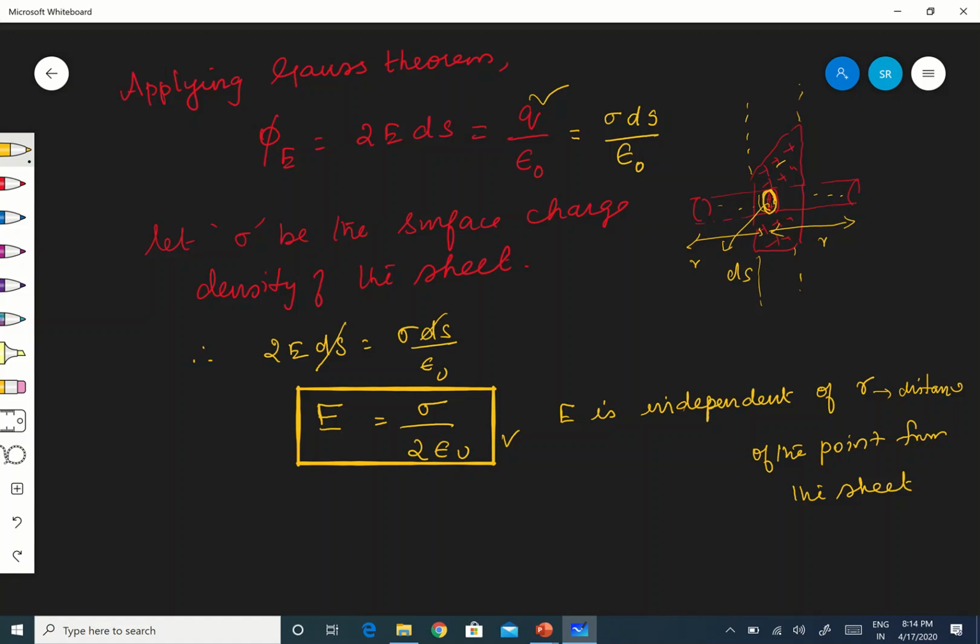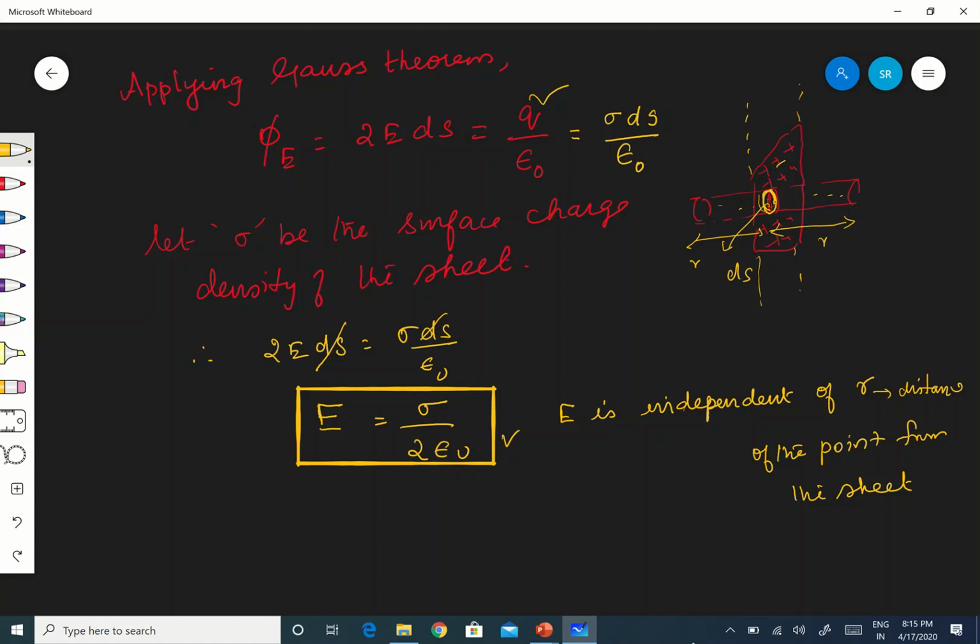Okay, it is not infinite size, therefore large size. In that case, this expression of E equal to sigma by 2 epsilon naught is approximately true in the middle region of the sheet, away from both the ends, away from both the sides, and the distance also not very much far.